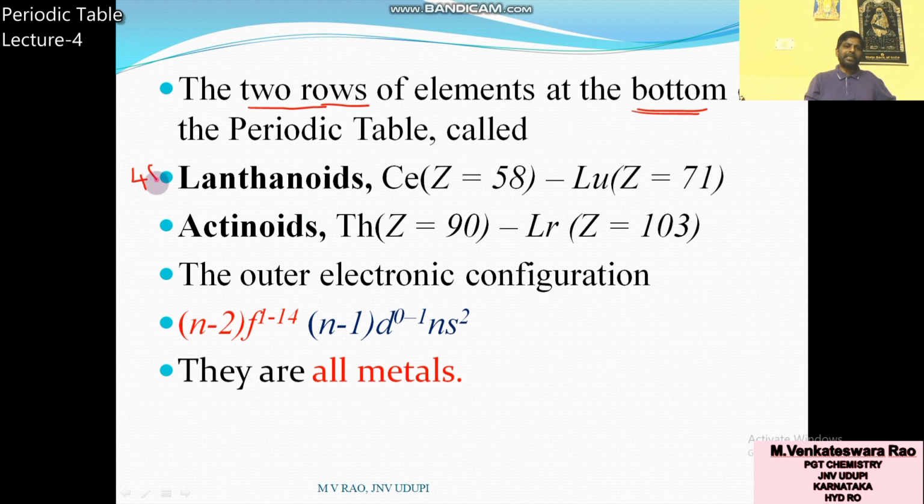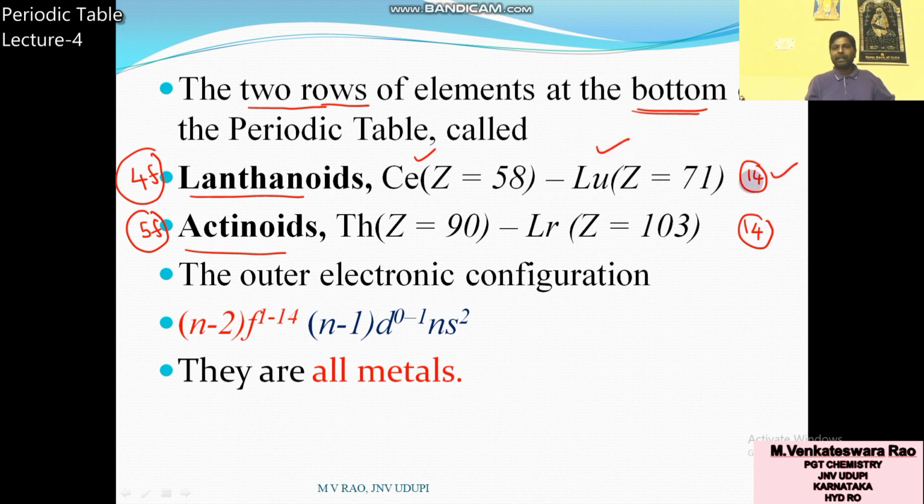4f series and 5f series. The 4f series is called lanthanides. 5f series are called actinides. 14 elements lanthanides, 14 elements actinides. From cerium to lutetium lanthanides, from thorium to lawrencium actinides.